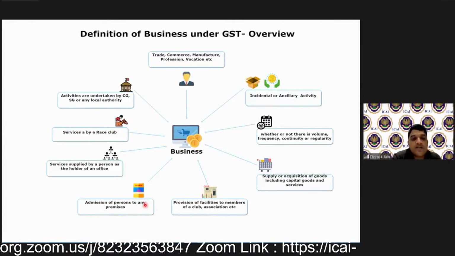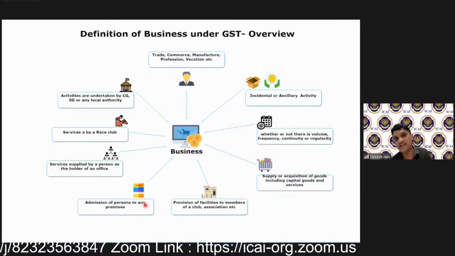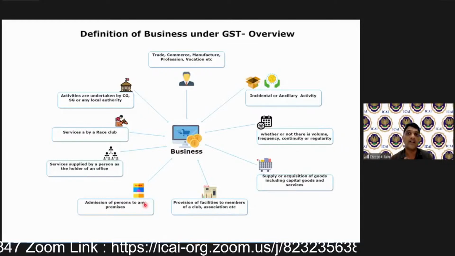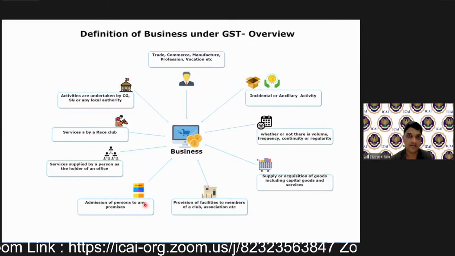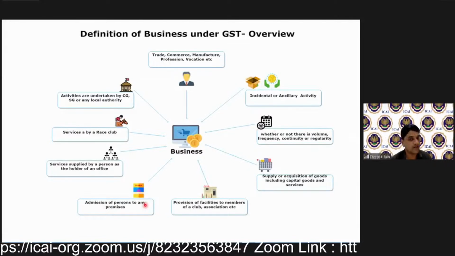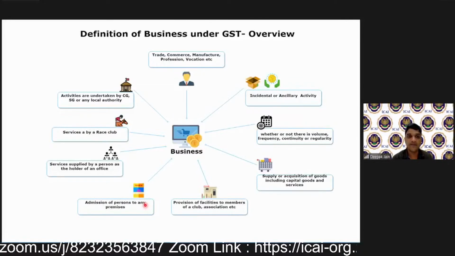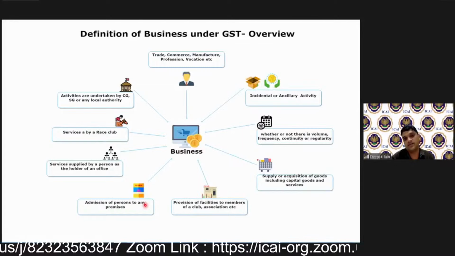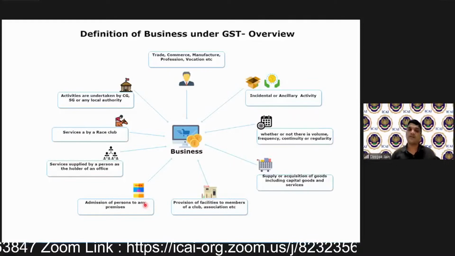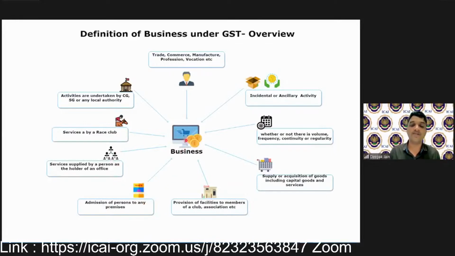Services provided by a person as a holder of an office. मतलब I am holding an office, पकड़ रहा हूँ, उसके लिए कुछ charge कर रहा हूँ. I am a director of a company. I am attending a board meeting. Who can attend? Only the board of directors can attend. I am a director. I am providing a supply by holding the position of a director. That is called sitting fees. So on this sitting fees also GST is applicable, and that is also a business activity. Services by a race club is also business.